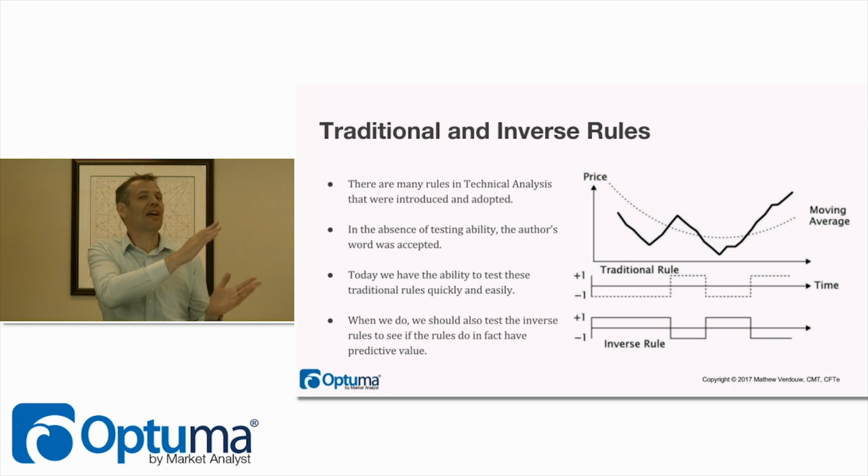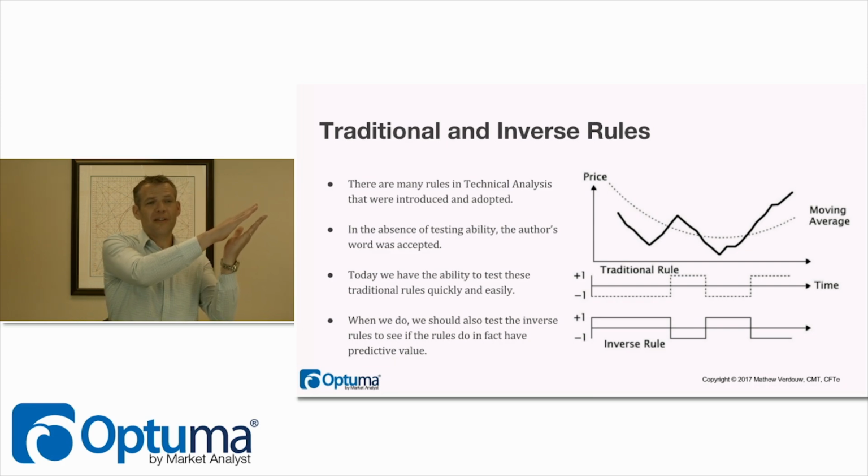If we do, then great. Then definitely this signal has added value and there's an advantage. But if my traditional signal goes like this and my inverse signal goes like this, then I've got to be sitting there asking, is there real validity to this signal and this traditional rule, or is it something that I should be looking at?